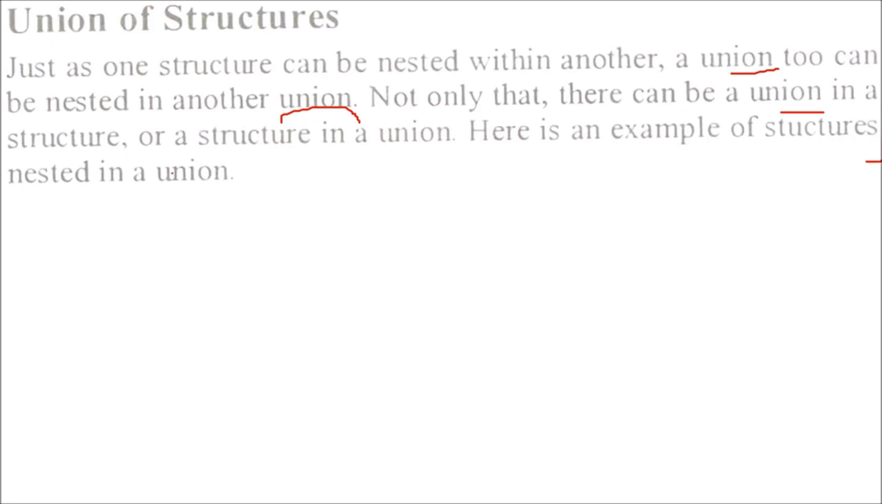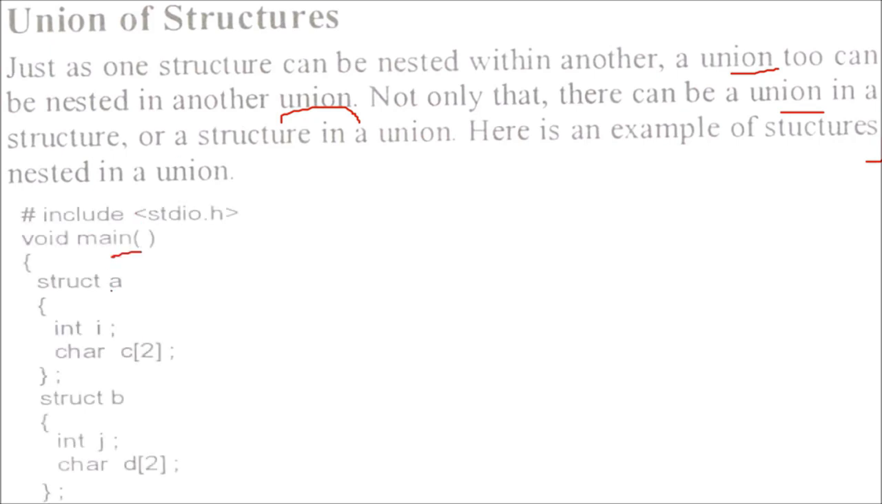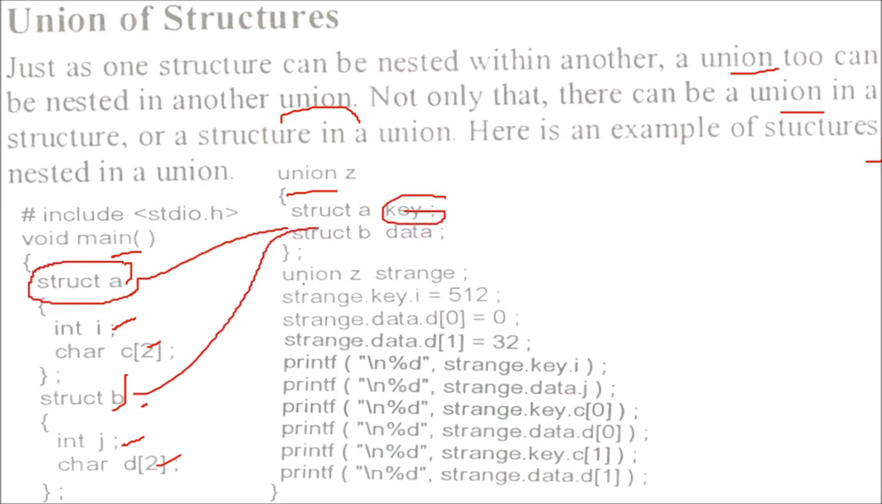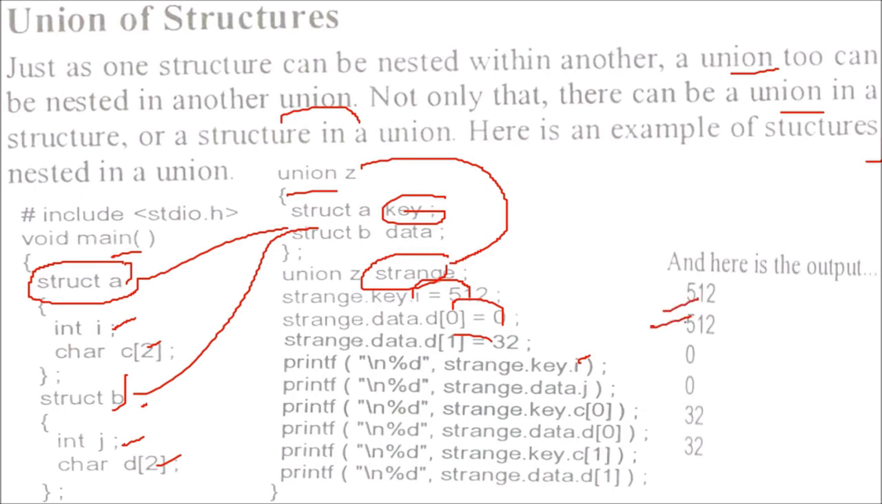Example of a structure nested in a union. So we have main, and we have a structure A and structure B. In these, similar items have been given with different names. Now we have a union. In this union we have taken the structure A variable as key and the structure B variable as data. Now we have made a variable of this union, which is string. Now we can assign the values like this. And if you print it, you get the proper values: 512, 512.